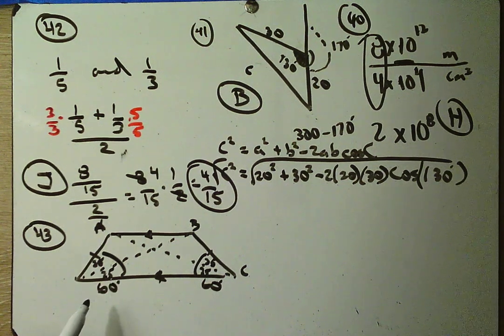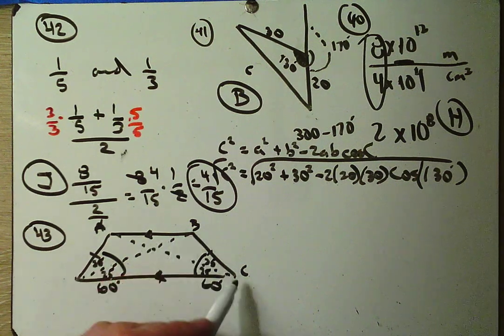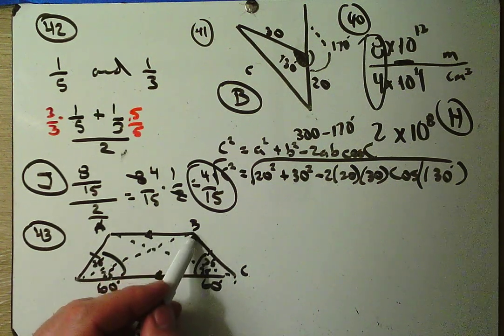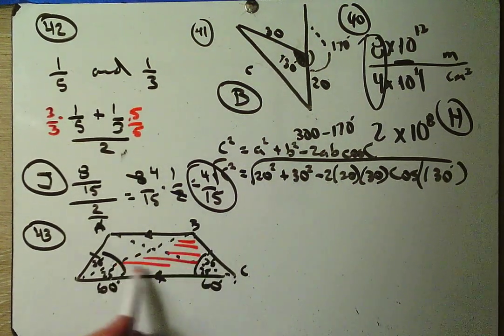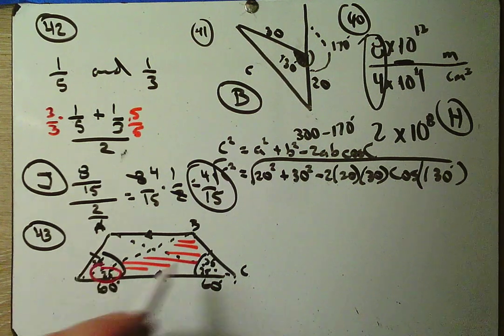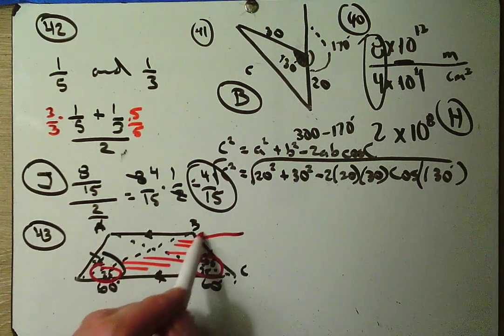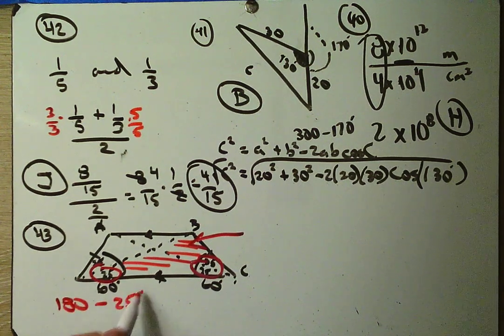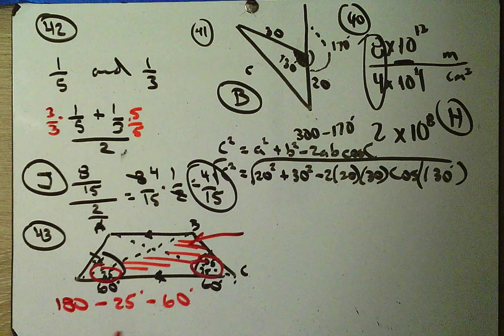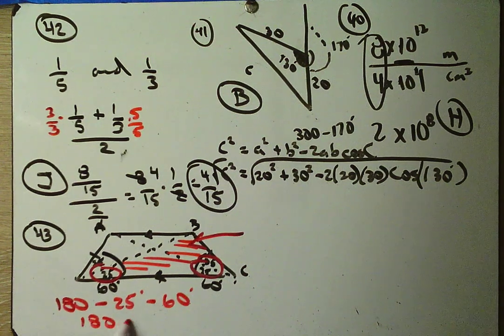Okay, what is the measure of DBC? Well, DBC is this triangle with 25 degrees and 60 degrees, so how many degrees are left over here? 180 minus 25 minus 60 gives me 180 minus 85, or 95 degrees. So B is my answer to 43.